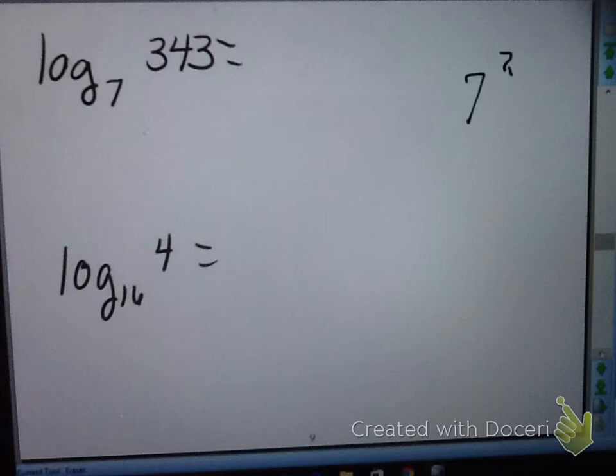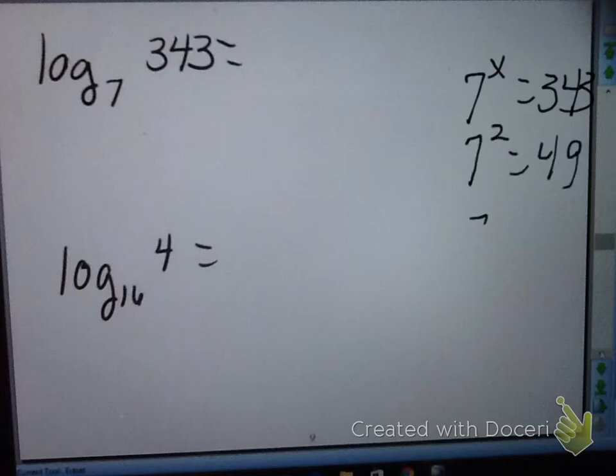Seven to what power gives you 343? If you look on your index card, it might help you. If not, use your calculator. 7 squared is 49. 7 to the 3rd power is 343. So log base 7 of 343 is 3.